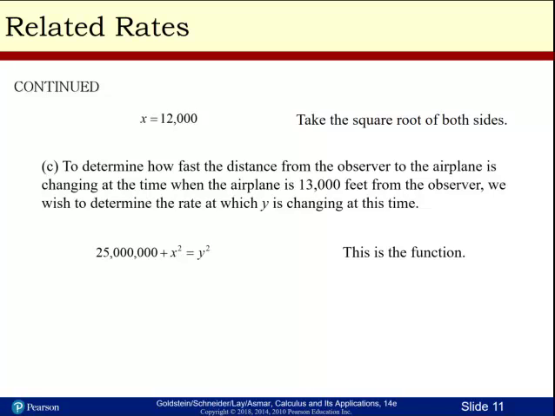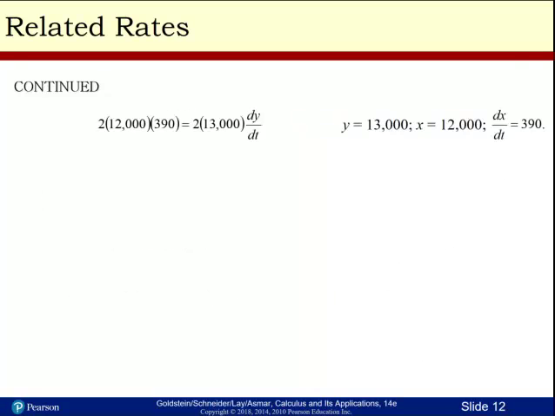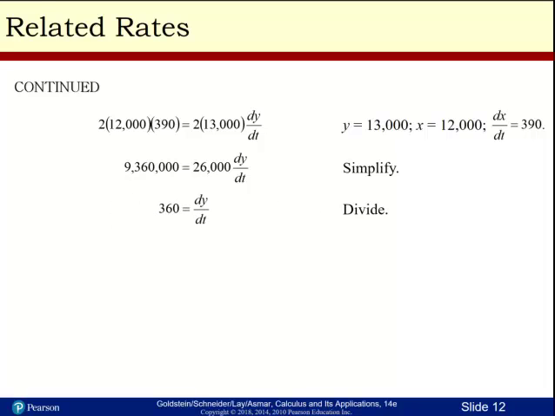So we have 25 million plus x squared equals y squared. And so we're wanting the dy, excuse me, I meant to say dy over dt. So there's our function there. We're going to take the derivative of all of this with respect to t. That means we're going to have, our constant is just 0, so we're going to have 2x times dx over dt equals 2y times dy over dt. Now plugging in what we know: y is 13,000, x is 12,000 because we just found it, and then we know that the horizontal distance is changing with time at a rate of 390. Plugging all of these numbers in, then what we'll have to do is just solve for dy over dt.